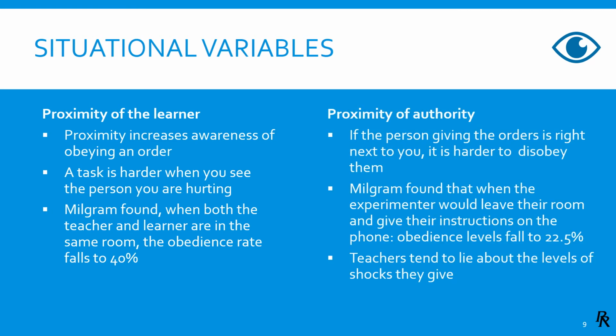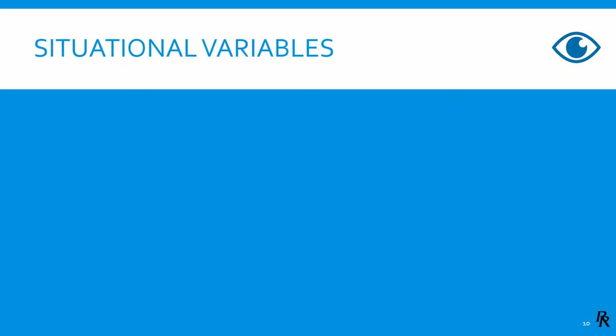If the person giving the orders is right next to you, it's harder to disobey them. Milgram found that when the experimenter would leave their room and give the instructions on the phone, obedience levels would fall to 22.5%, and teachers would tend to lie about the levels of shocks they were giving. The next two situational variables are location and uniform.